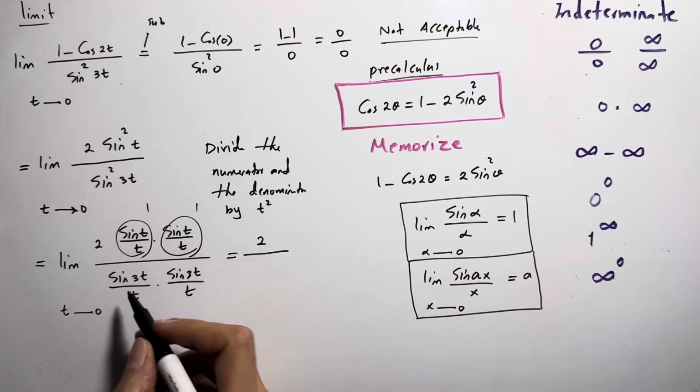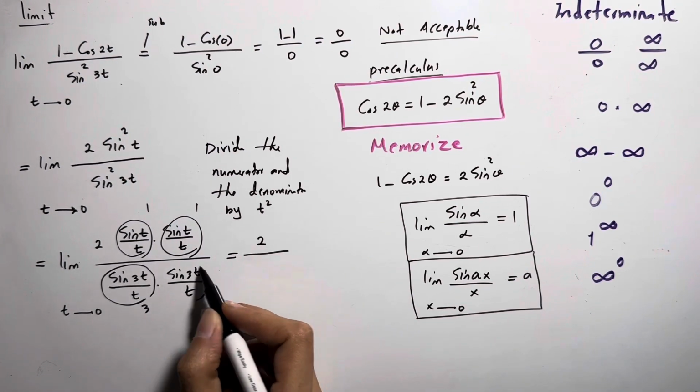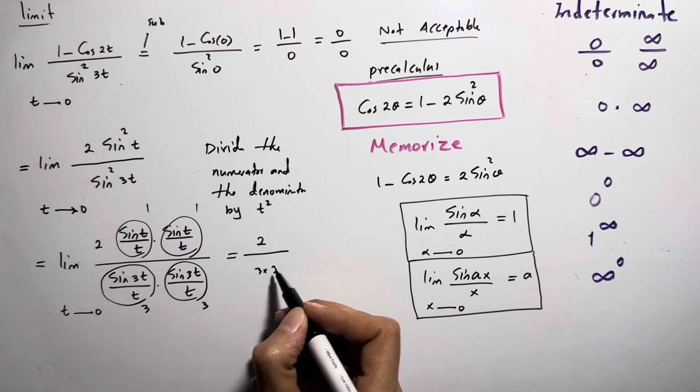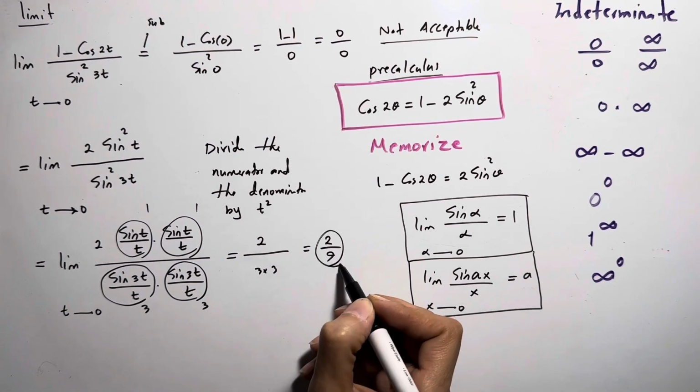So far we have 2 on the numerator. On the denominator, this is 3, this is another 3, 3 times 3, so you get 2 divided by 9.